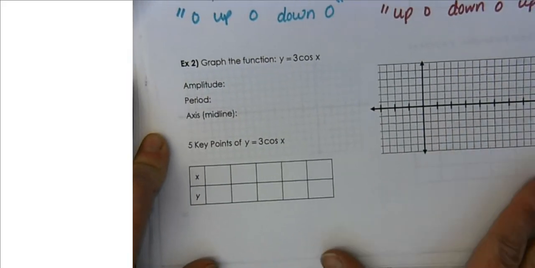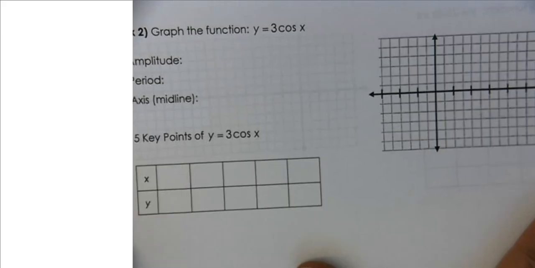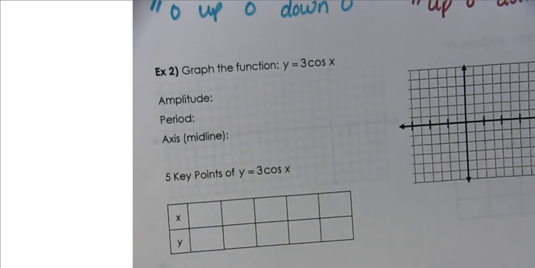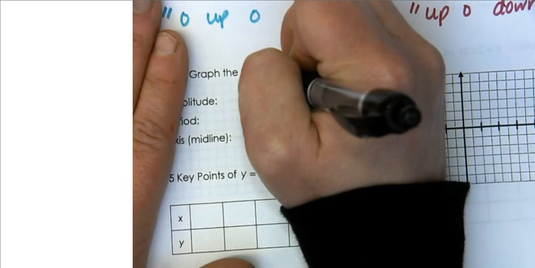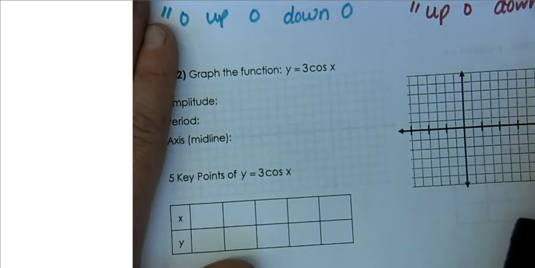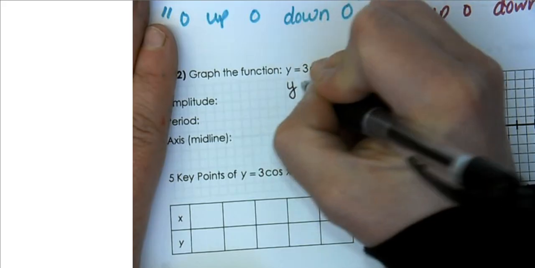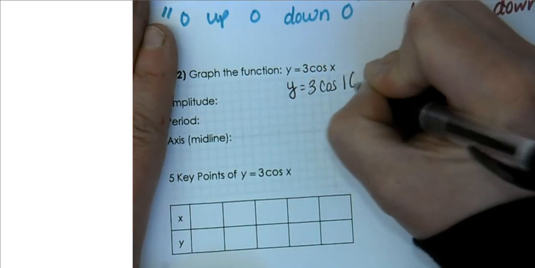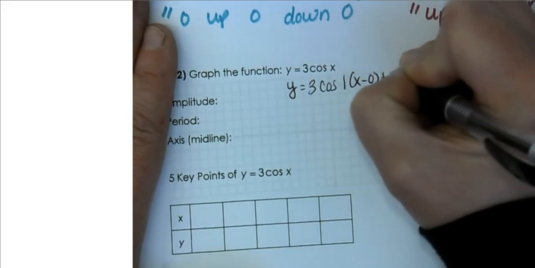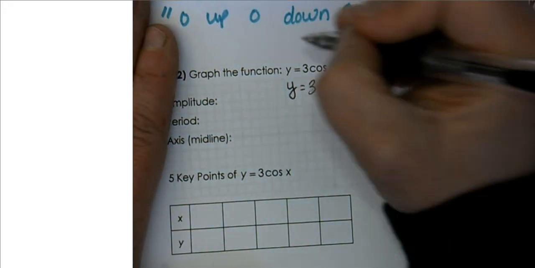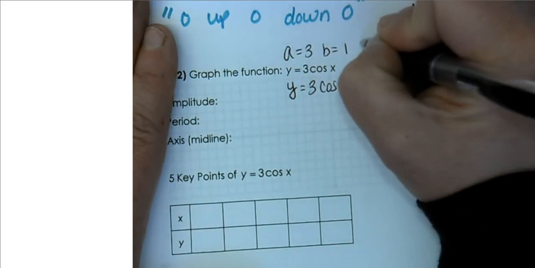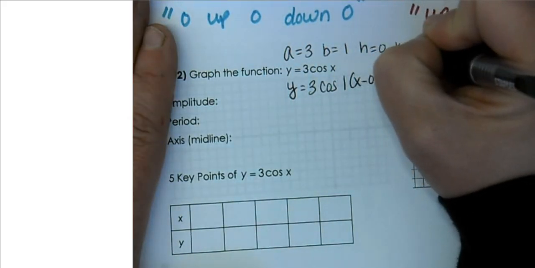We have a few examples. Here is example number 2. Example number 2 says, graph the function y is equal to 3 times the cosine of x. Sometimes it's helpful to rewrite it using a's, b's, h's, and k's. So I'm going to rewrite this as y is equal to 3 times the cosine of 1 times x minus 0, plus 0. And by rewriting it like that, we can clearly see that a is equal to 3, b is equal to 1, h is equal to 0, and k is equal to 0.